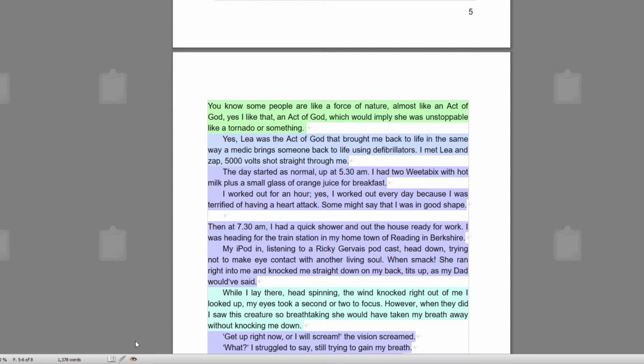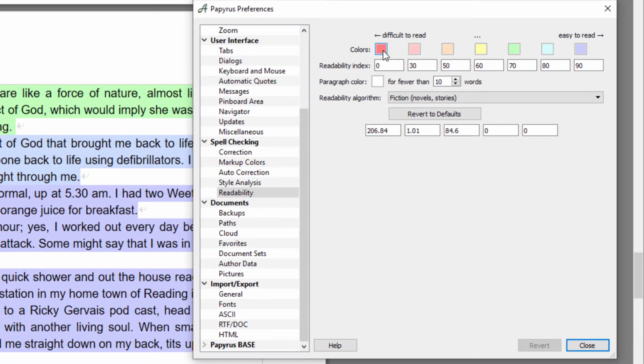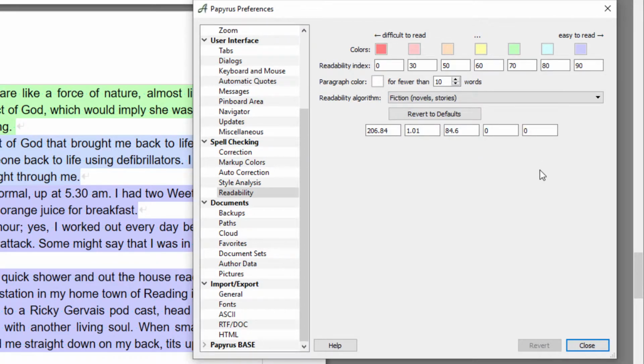Okay, so to get to the settings for the readability analysis, again, you would just right click on its icon, which is this eye, and it opens it up. Now, obviously, you could change all the colours for the different readability scales if you wished. I see no point to that, but you could if you wanted. You could also add a colour for paragraphs fewer than 10 words, because if there's only a paragraph with 3 or 4 words in it, the readability analysis often doesn't check it, because, well, there's no point. It's only 3 words.